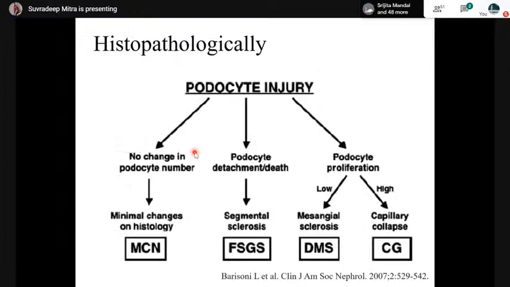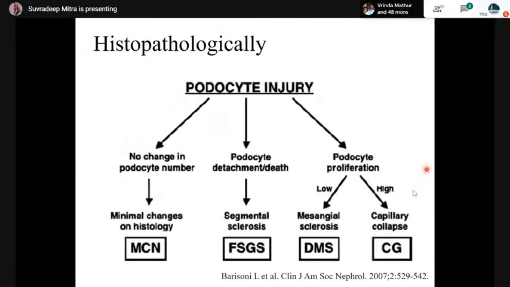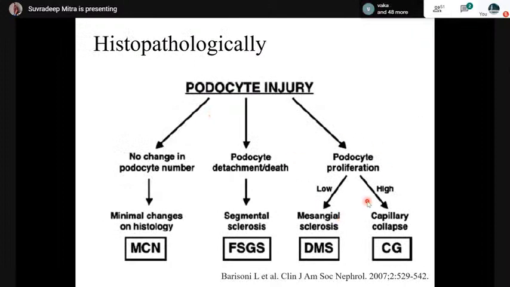You can read up a very extensive article by Laura Barisoni, in which she has classified podocyte injury in terms of the number of podocytes. Usually I say that there is quantitative or qualitative diminution, but here you can see that there is podocyte proliferation. How is my definition similar? Here, although there is quantitative proliferation, there is qualitative diminution or qualitative defect. So looking at the number of podocytes, you can also decide which type of podocytopathy is there.